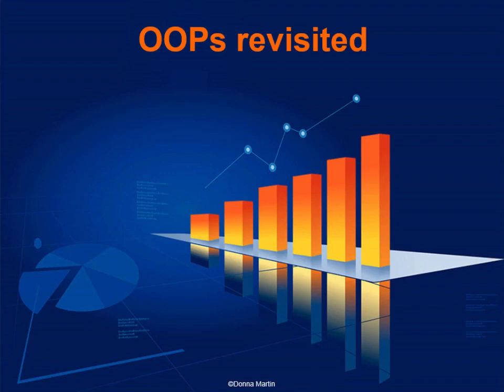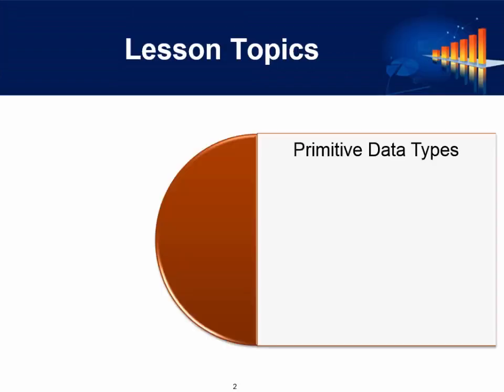Welcome to this lesson on Object-Oriented Programming Revisited. Revisited because we already talked about some of these concepts in part 1, but we need to talk about things in a little bit more detail now. So we're going to revisit the discussion of primitive data types. This is going to be particularly important to you if we're going to be considering taking the certification exam.